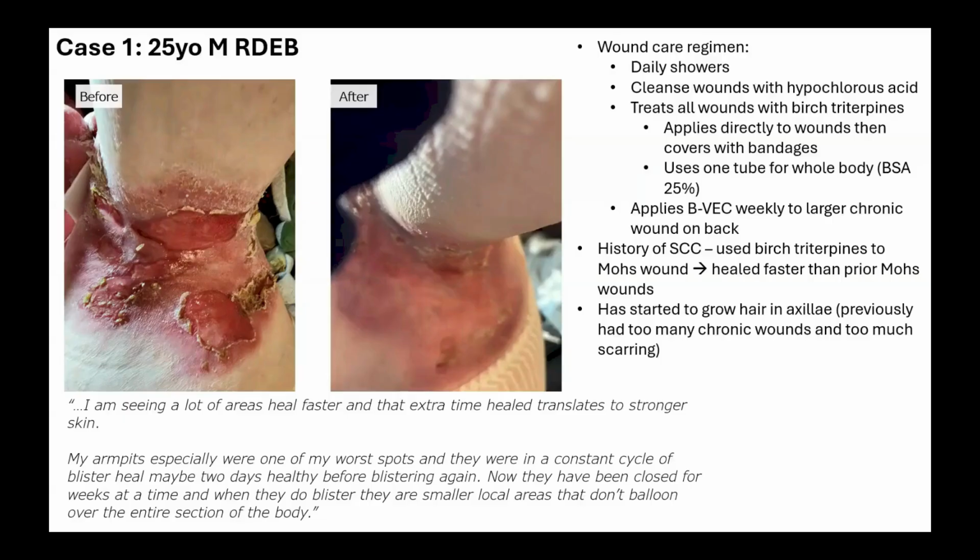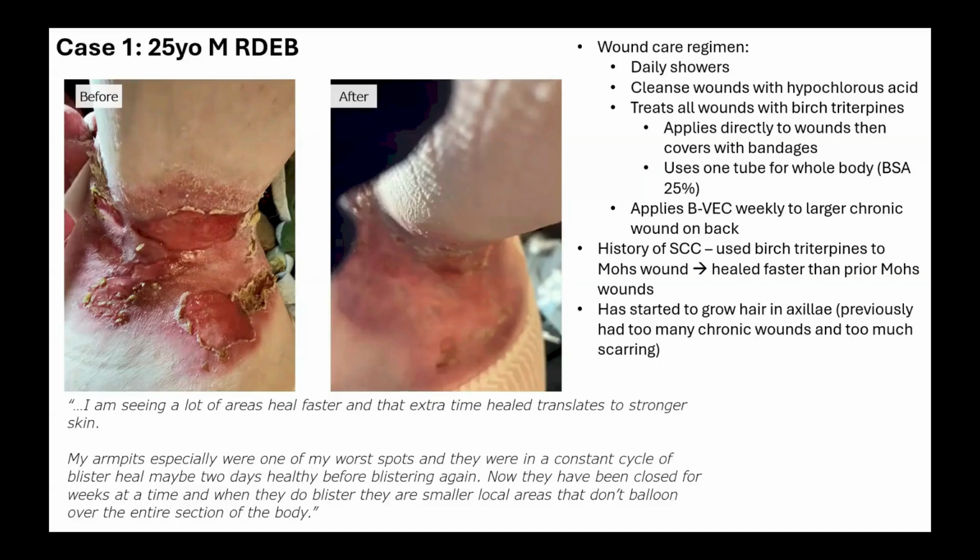He's very, very diligent about his wound care, and you can see on the left this image of his wounds that were very hard to treat prior to birch bark triterpenes, and then you can see after. I mean, it's a little blurry, but you can see there are no wounds there. So he has integrated the birch bark triterpenes into his regimen of daily showers.